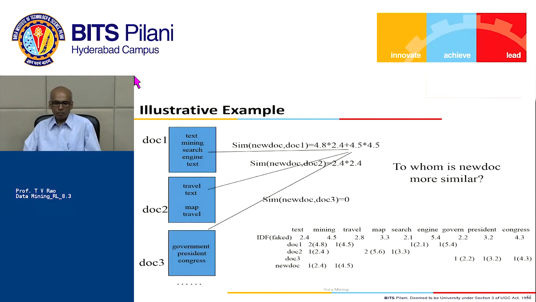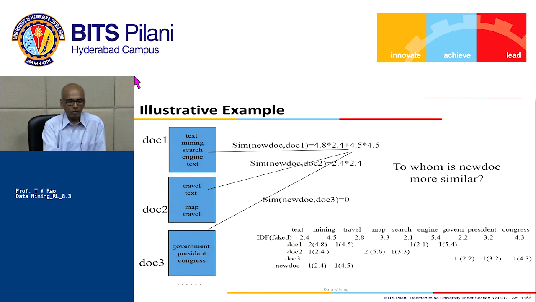So let's take an example. Let's say there are some IDF values, arbitrary values based on some database. Now we are looking at doc1, which has the text: mining, search, engine, text. Text occurs twice, so for document 1 it is getting a value of 4.8, and then mining is happening only once, so it is getting 4.5, and then search is happening once, 2.1 and 5.4.